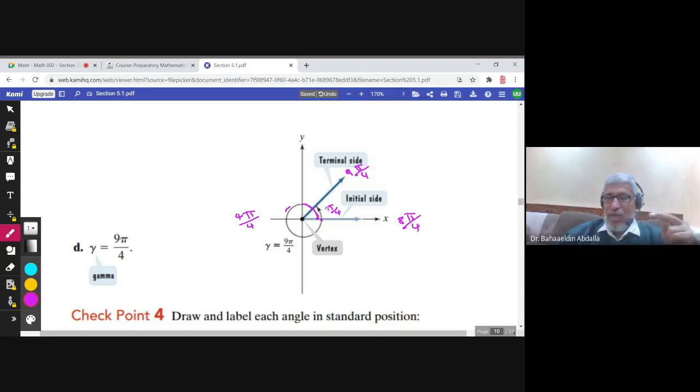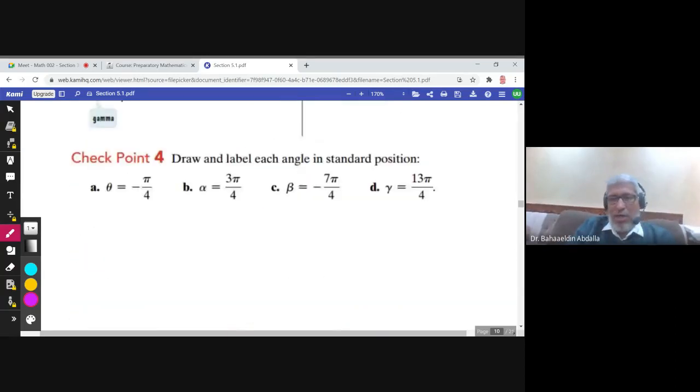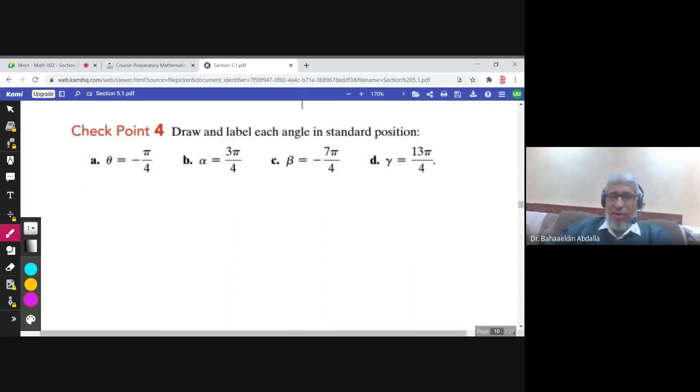Notice that the angle 9 pi over 4 and the angle pi over 4 have the same initial side and the same terminal side, but they are different in the number of rotations. This is important. Okay, draw and label each angle in standard position.